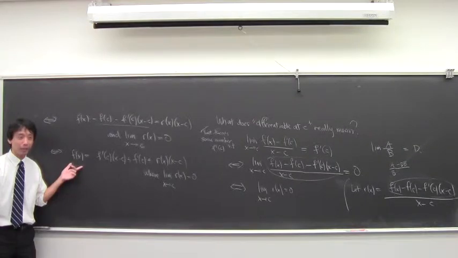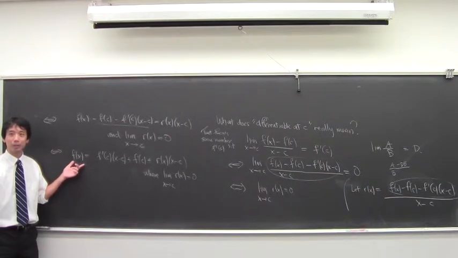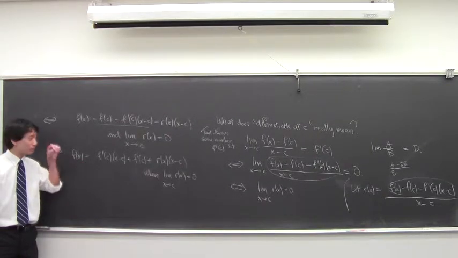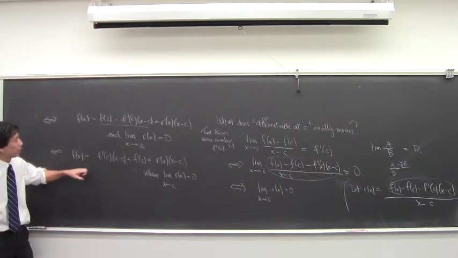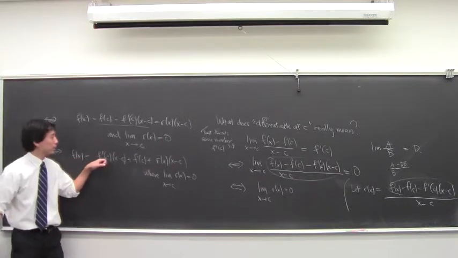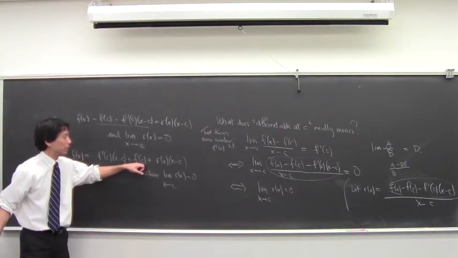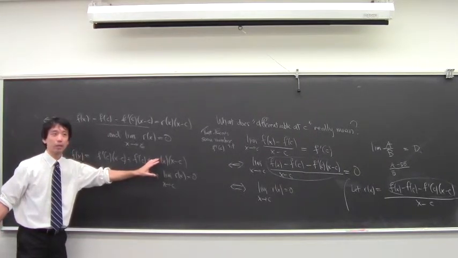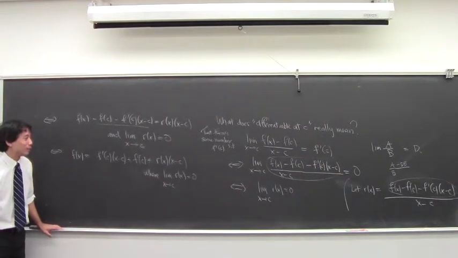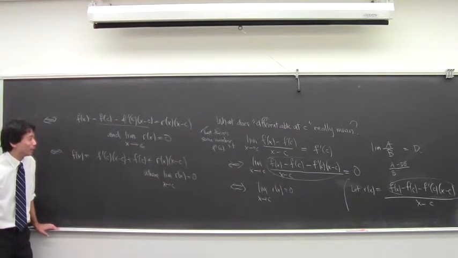Can anyone see what this says? Can anyone translate what this says into a geometric statement, or just any sort of statement? What does this look like? Being differentiable means that f of x is f prime c times x minus c plus f of c plus something or other, this thing that vanishes. If somebody comes up with it, I'll give a point or two on the next example.